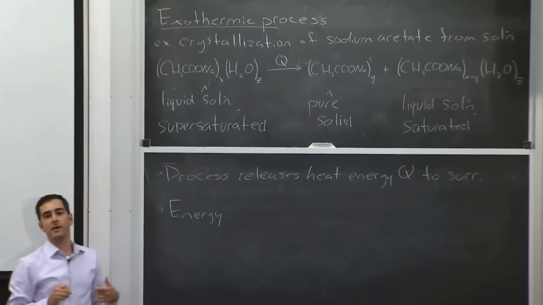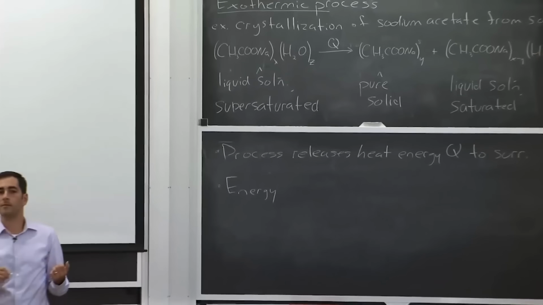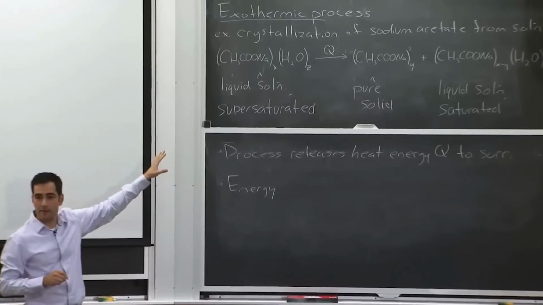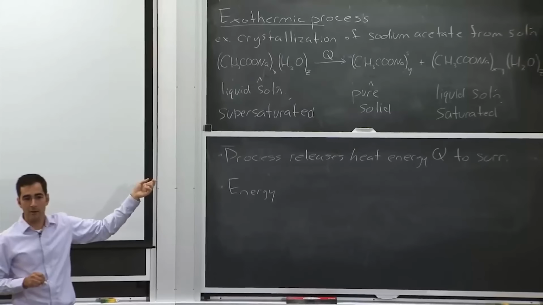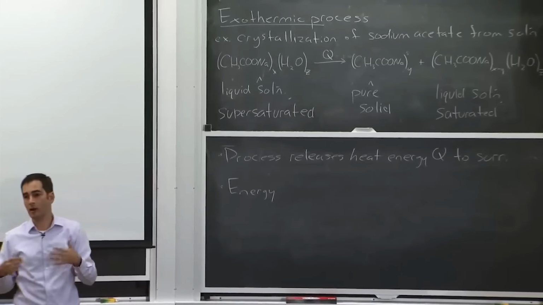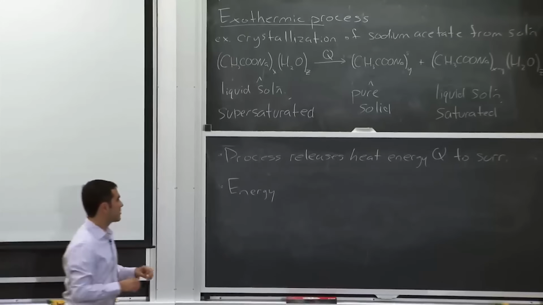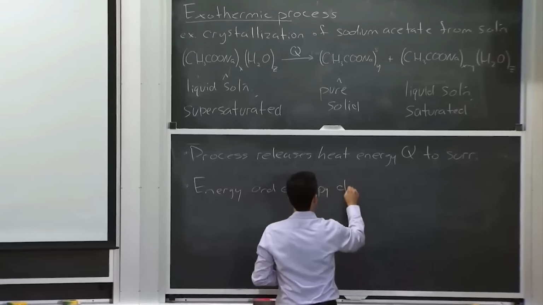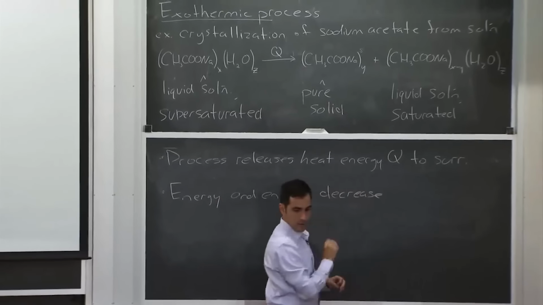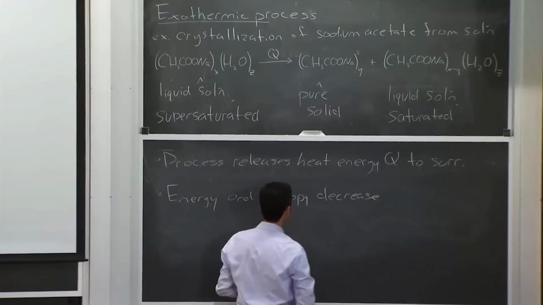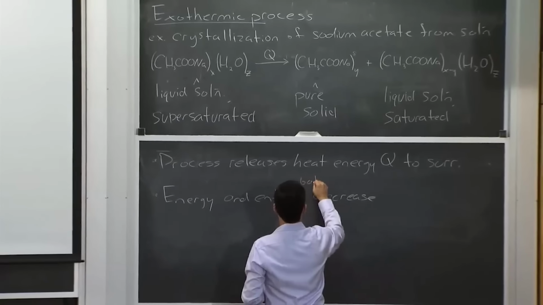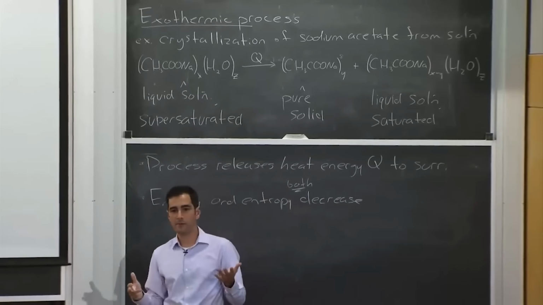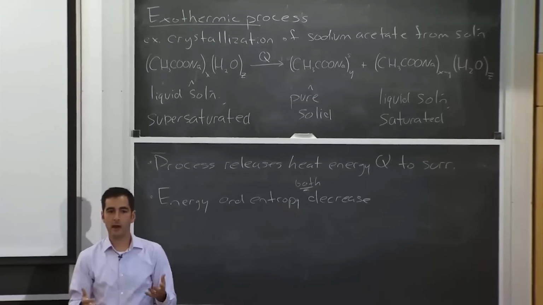What about the entropy of the system? Does it increase or decrease from left to right? Decreases, right? You started with all the sodium acetate in a liquid state, and then you took some of it out and made it a solid. And I told you before that solids tend to have lower entropy. So the entropy decreased. Energy and entropy both decrease. That's the key. Nature likes to maximize entropy, but it also likes to minimize energy. So what's going to happen?